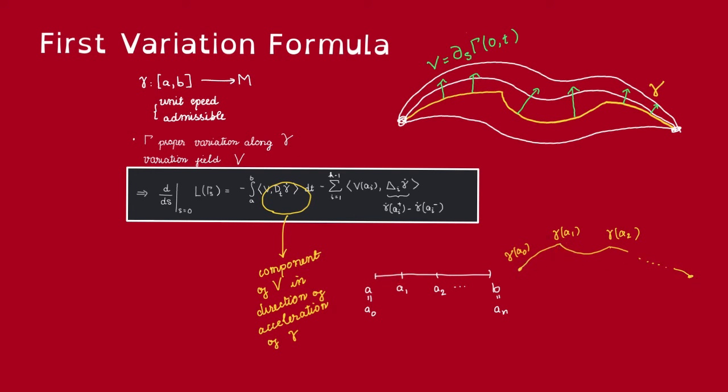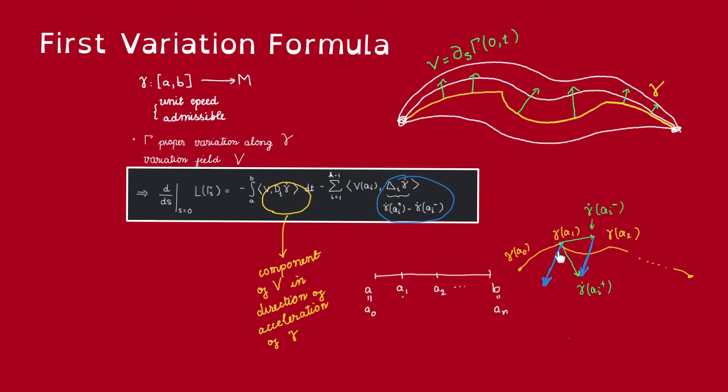That means that at every partition point, a_i here, we get two tangent vectors. One corresponds to the left regular segment, and one corresponds to the right regular segment. This term delta_i here corresponds to their difference. Thus this dot product is the component of the vector field V in this direction. So what the first variation formula says is that if we deform the curve in this direction, then its length is shortened.